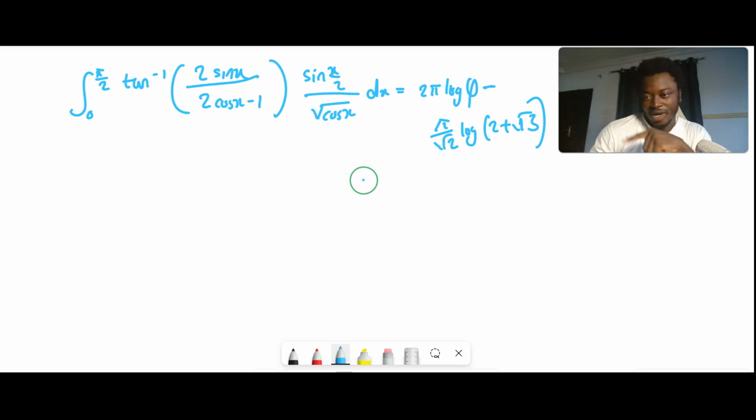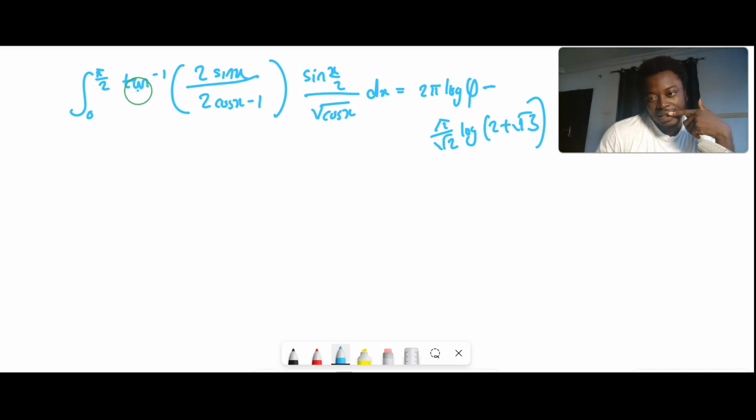And today we're going to look at this scary integral, quite intimidating, to be honest. The most attractive thing about this integral is a beautiful closed form, which is 2 pi log phi, where phi is the golden ratio, plus pi over square root of 2 times the logarithm of 2 plus square root of 3. And notice that this logarithm of 2 plus square root of 3, you could write as the logarithm of tan of pi over 12, which is why this integral is so beautiful.